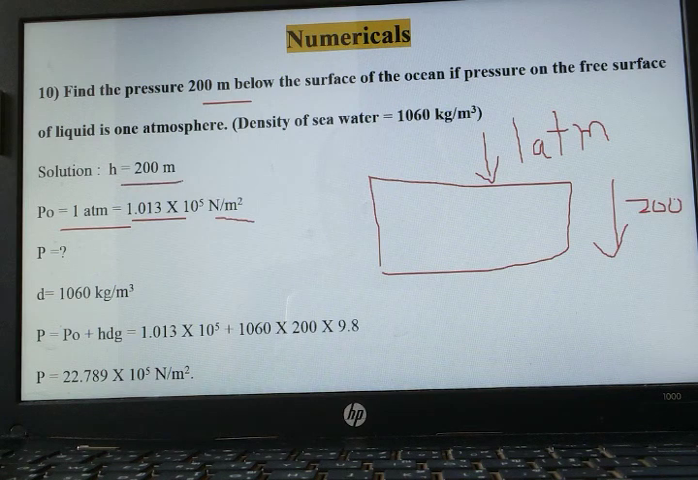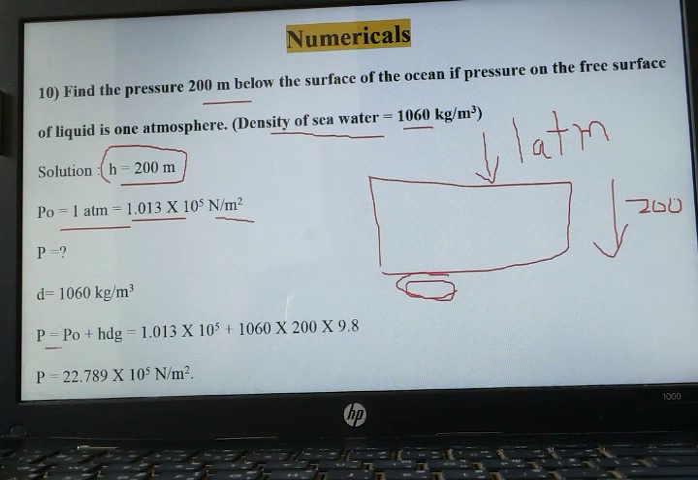Below the oceanic level it is 200 meter. So we have to find out pressure at this level. They have also given us the density of the sea water, that is 1060. Okay, so we will be using this formula, that is P, the pressure which we have to find out, is equal to P0, atmospheric pressure, plus h, height below the liquid, d is the density of the sea water, and g is acceleration due to gravity. After substituting all these values and solving, you will be getting this answer, that is 22.789 into 10 raised to 5 Newton per meter square.